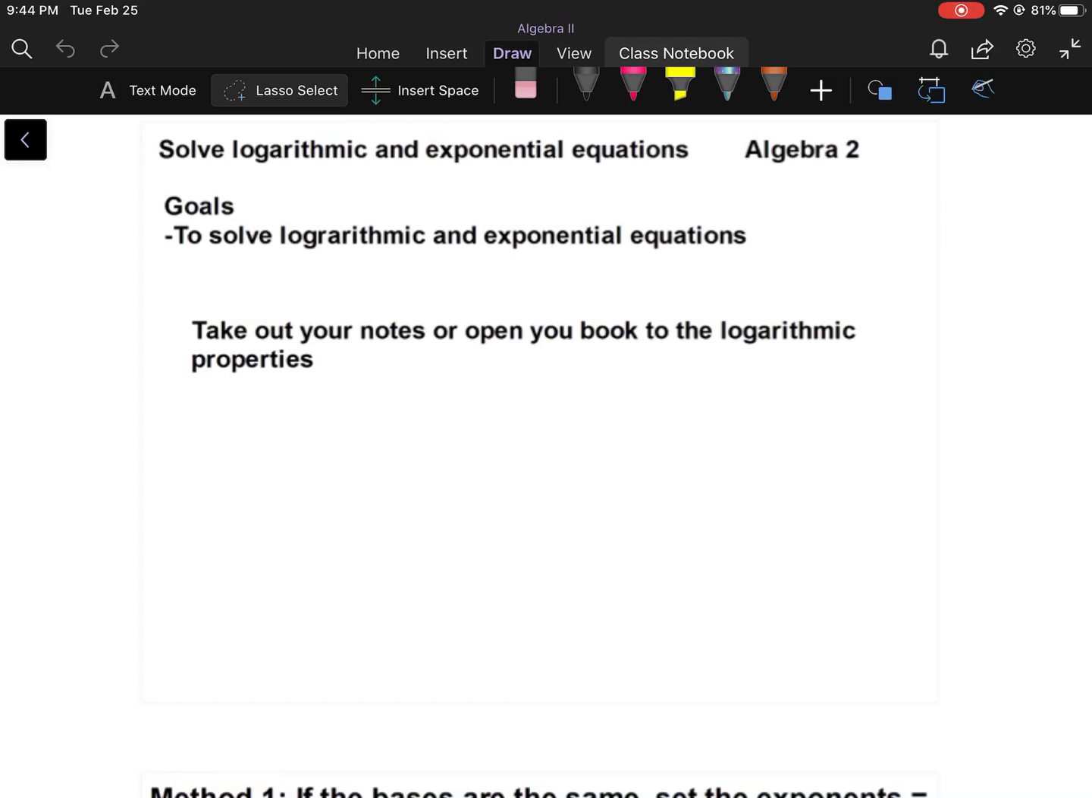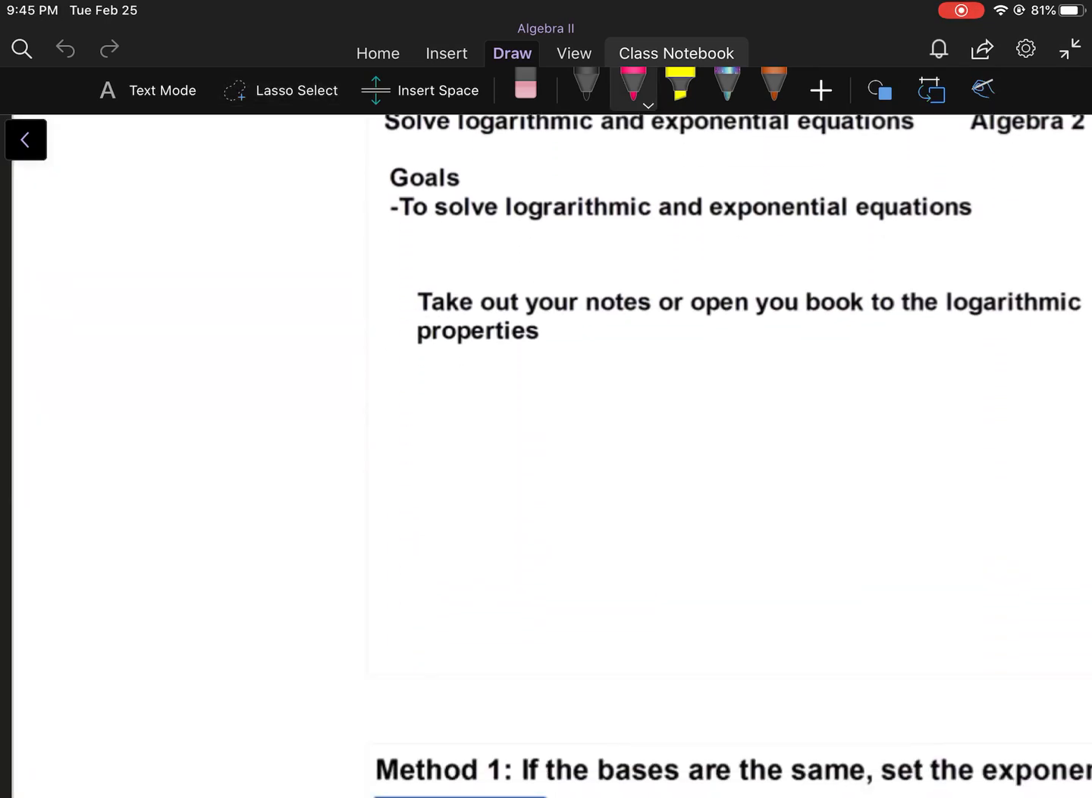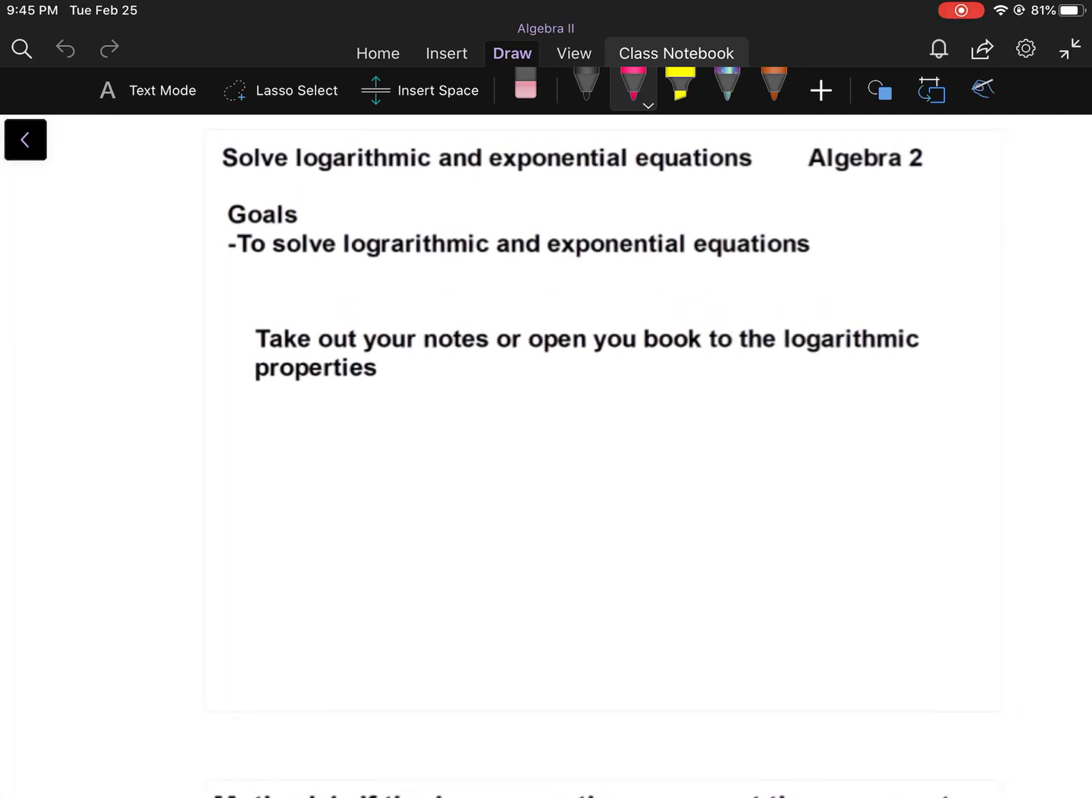Okay, solving logarithms and exponential equations. We're going to use basically four methods. I try to label these as such, or the four different scenarios that you'll come across. I say here, take out your notes and figure out what your properties of logs are. We've narrowed down the properties of logs quite a bit here, but essentially you want to know your logs and your inverses.